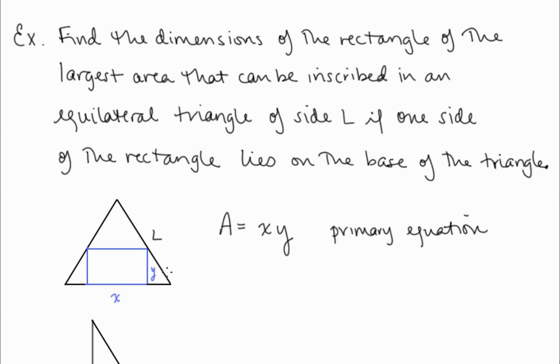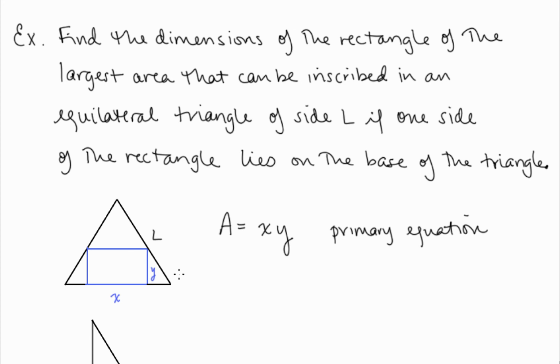So here's our equilateral triangle. We're inscribing a rectangle in it where one side of the rectangle lies on the base of the triangle. So this is our sketch. And what can vary here? The dimensions of that rectangle can vary. So we're going to give those variable names, x and y. Notice L here is a constant. We're given that side length of L.